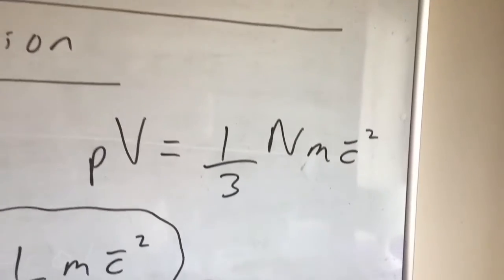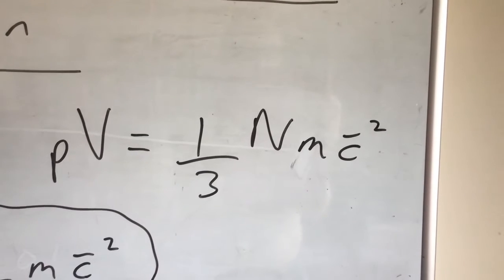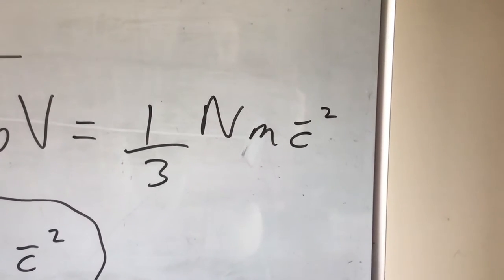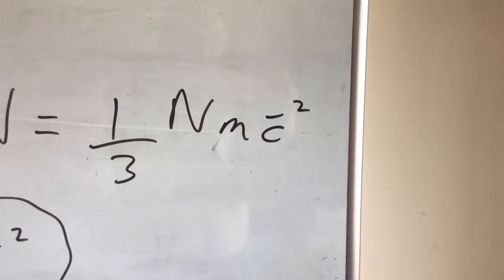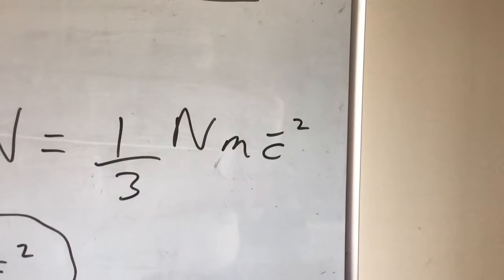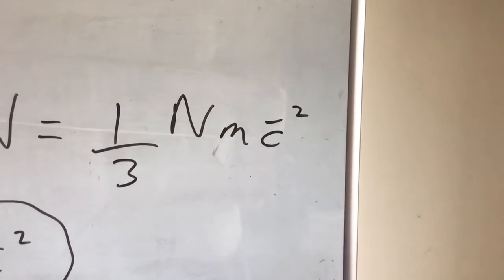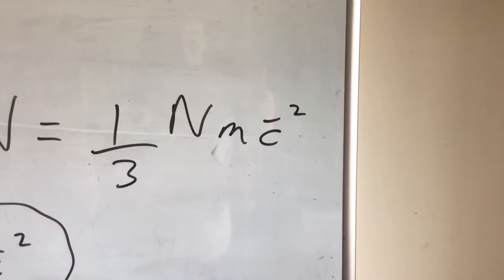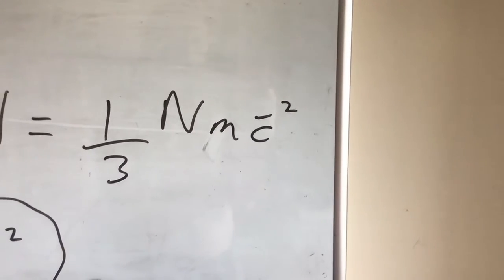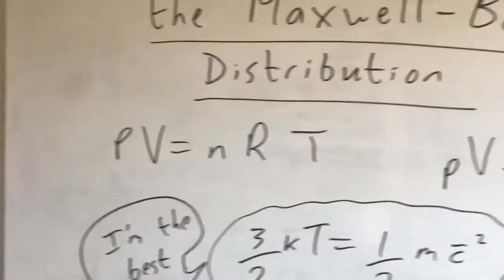In this case, capital N is the number of particles, and m here is the mass of one particle, and c squared is the mean square speed, as in all the speeds have been squared and it's the average of the squares. Now, in a previous lesson we saw that we can put these two together because they're both equal to PV.